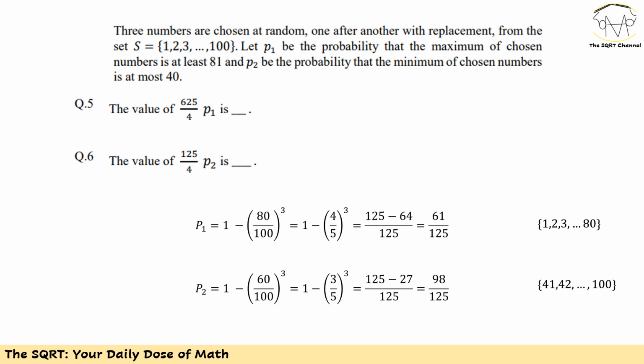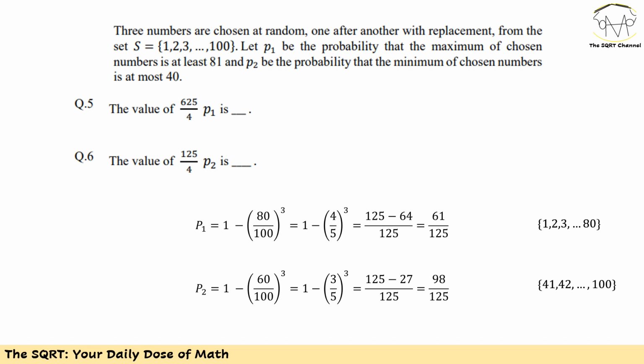P2 is the probability that the minimum of the chosen numbers is at most 40. Now we need to divide the set into two parts again, but this time we are going to target 1 to 40 in one set and then 41 to 100 in another set. Now let's say we are going to choose all these numbers from the second set, which is from 41 to 100.